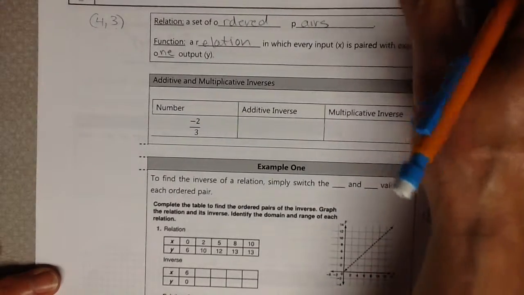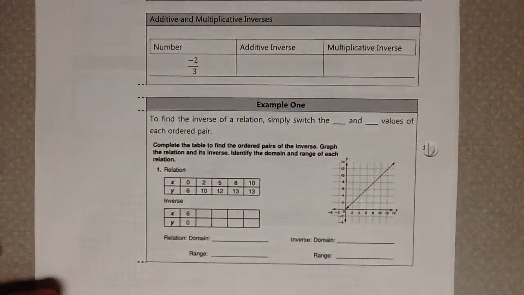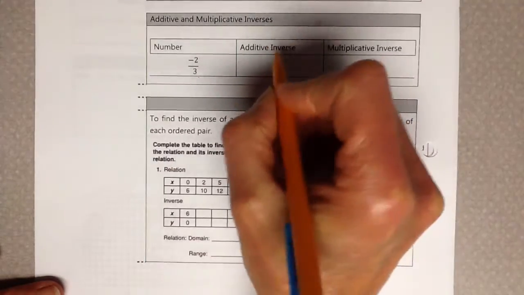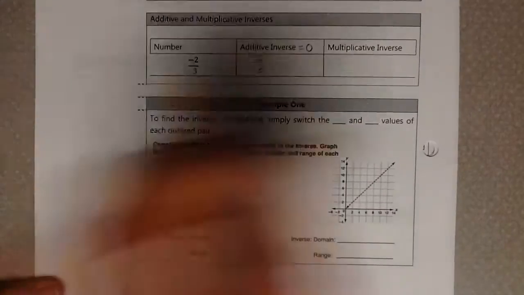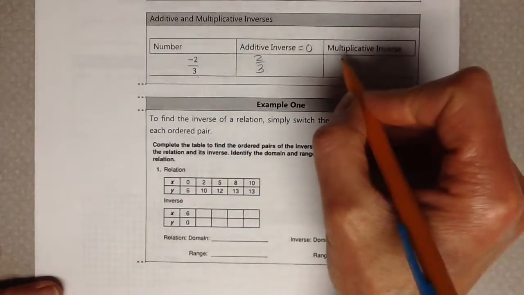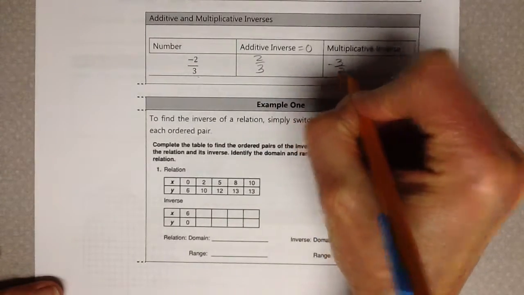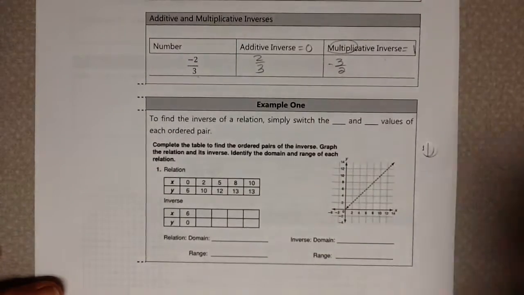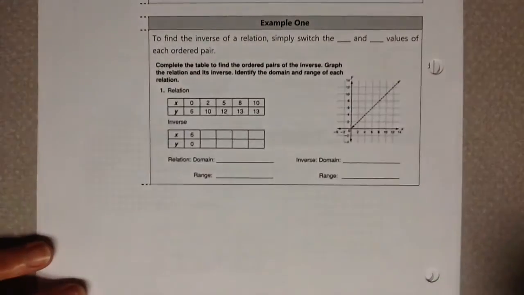So let's take a few steps back and talk about some additive and multiplicative inverses that we did earlier in the year. If we have the number negative 2/3 and we want the additive inverse, we simply say that it's 2/3 because they have to equal 0. If we want the multiplicative inverse, we flip and we say it's negative 3/2 because when we multiply, we want that to equal 1. So keep that in mind as we're doing inverses of relations.